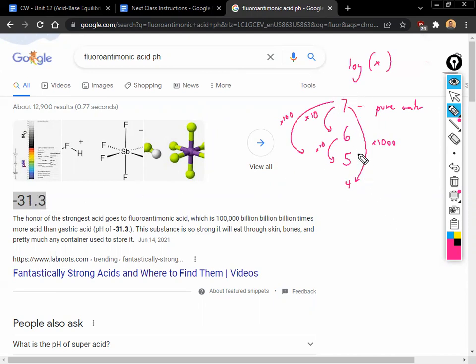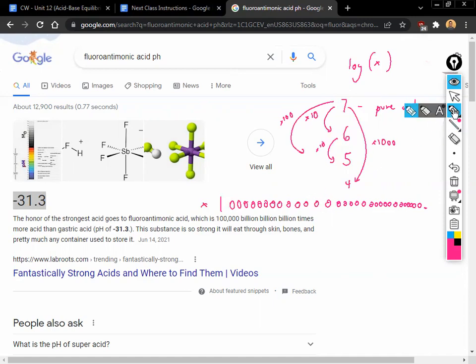So that's going to be what? 1, 2, 3. That's 3 zeros. So this compound is 1, 2, 3, 4, 5, 6, 7, 8, 9, 10, 11, 12, 13, 14, 15, 16, 17, 18, 19, 20, 21, 22, 23, 24, 25, 26, 27, 28, 29, 30, and a little bit of change times more acidic than water.